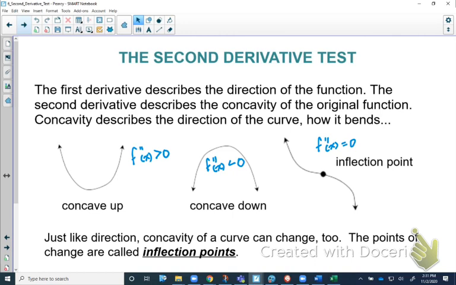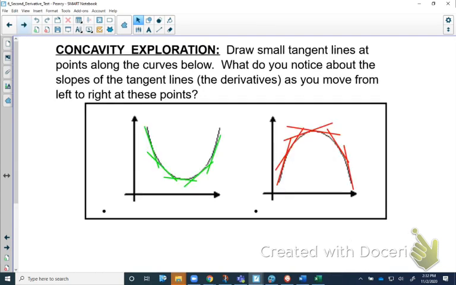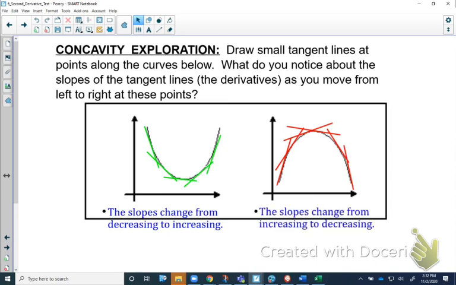So how do we apply this here? What we're going to look at first is how the slopes of the functions are changing. It says to draw small tangent lines along the curve to see what you notice. On the left, when it's concave up, the slopes are changing from a decreasing slope to an increasing slope, and vice versa with the concave down function on the right. Then the slopes are changing from increasing to decreasing as we go from left to right.